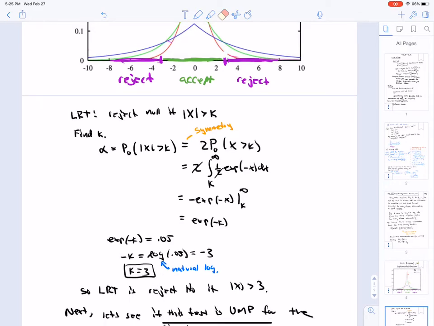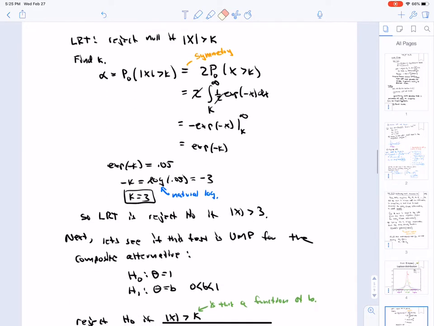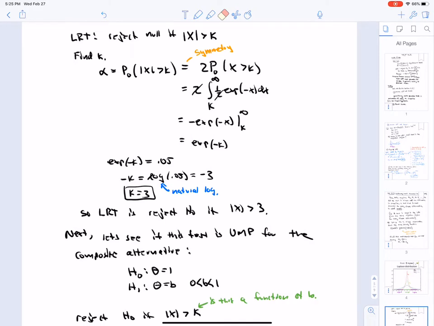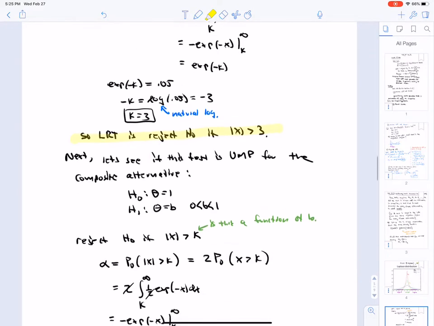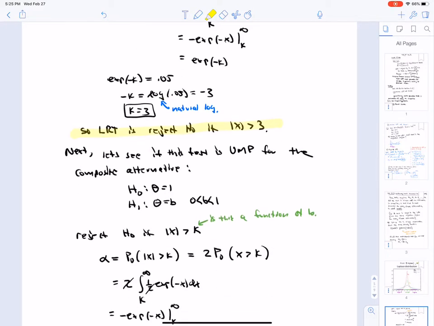So that is the cutoff. Right, so the LRT is reject H0 if the absolute value of x is greater than 3. So next we're going to see if this test is UMP for the composite hypothesis, where our alternative is going to be theta is b, a number between 0 and 1.